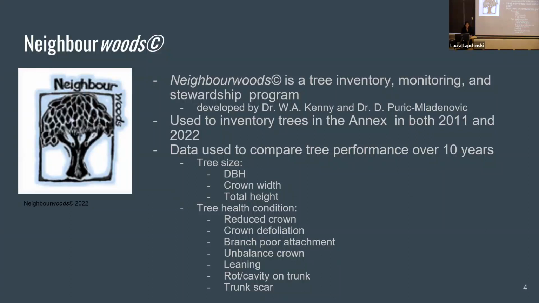The measurements of tree size include DBH, crown width, and the total height of the tree. The criteria of tree health condition measurements include the reduced crown, crown defoliation, branch pole attachment, unbalanced crown, leaning, rot and cavity on trunk, trunk scar, and other components.